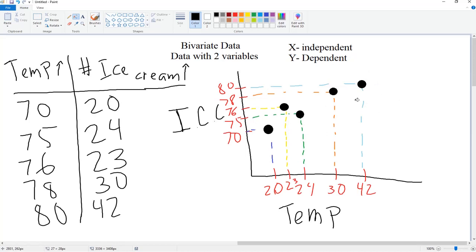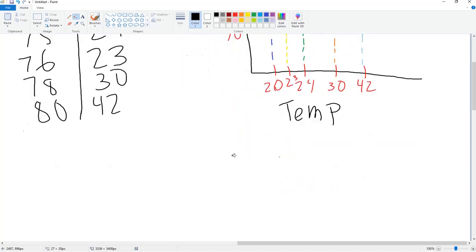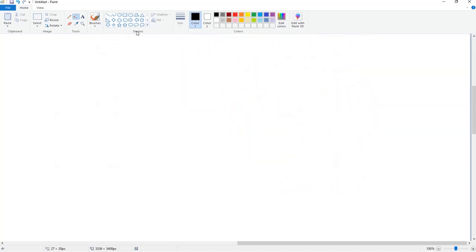I need to now find out if there's even a relationship between ice cream cones and temperature. Now I'm going to go over the 3 different kinds of associations. And an association is just a relationship between 2 things. For example, if I have a graph that looks like this, right?